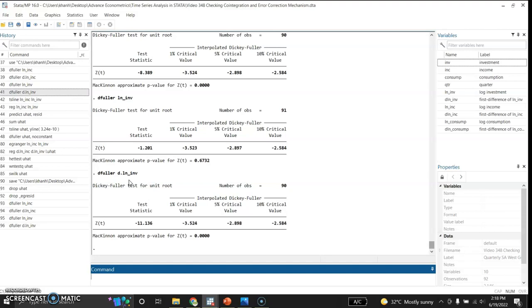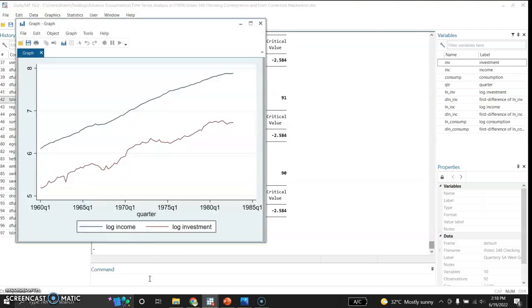So both of the series, the natural log of income and the natural log of investment, are integrated of order 1. Next step is that let me check the graph of the two series, and this blue one is the log of income, and this purple one is the log of investment, and both the series are increasing. There is a positive trend, so they may be integrated, but we don't know as yet. This is just a visual view.